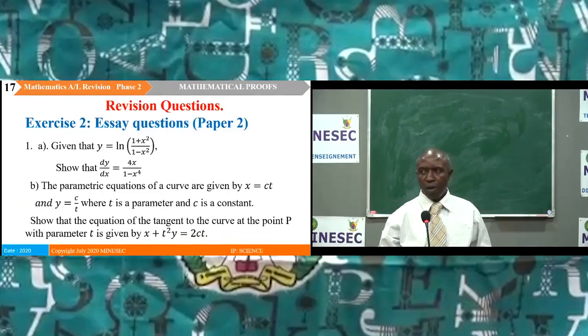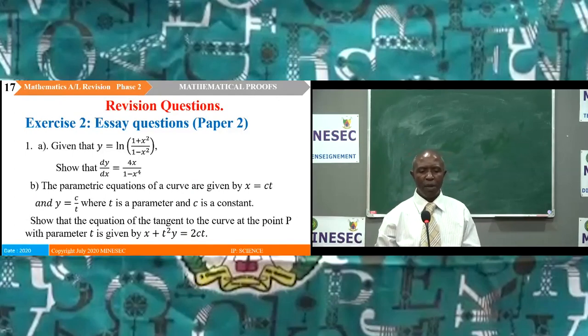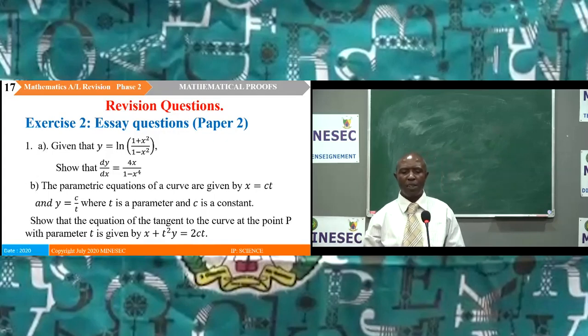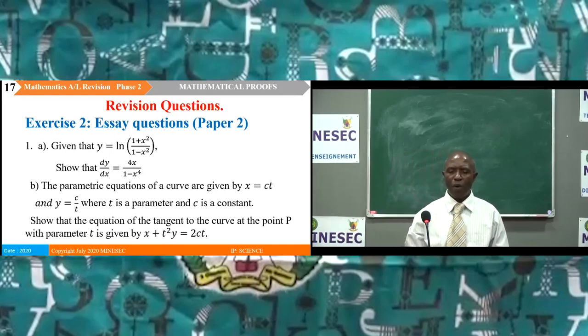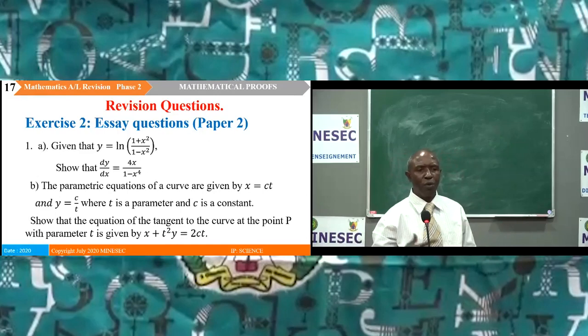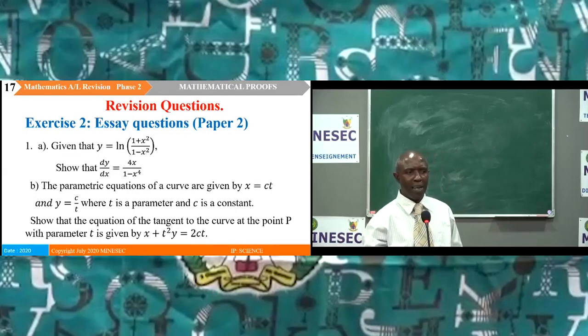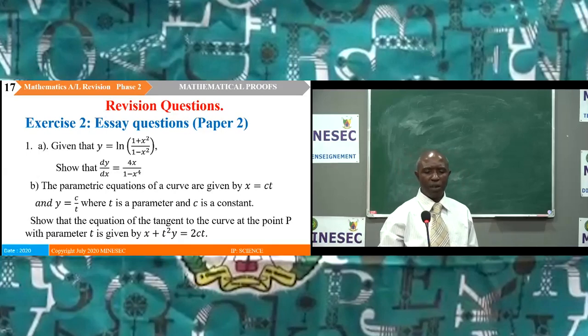The next question. We are moving to paper 2 type of questions. Question 1A. Given that y is equal to ln of (1 plus x squared) divided by (1 minus x squared), show that dy/dx is equal to 4x divided by (1 minus x to the fourth). Looking at this problem, we have different ways of handling it. We can use the laws of logarithm, differentiate, and come out with the result. We can still use the chain rule and come out with the result.